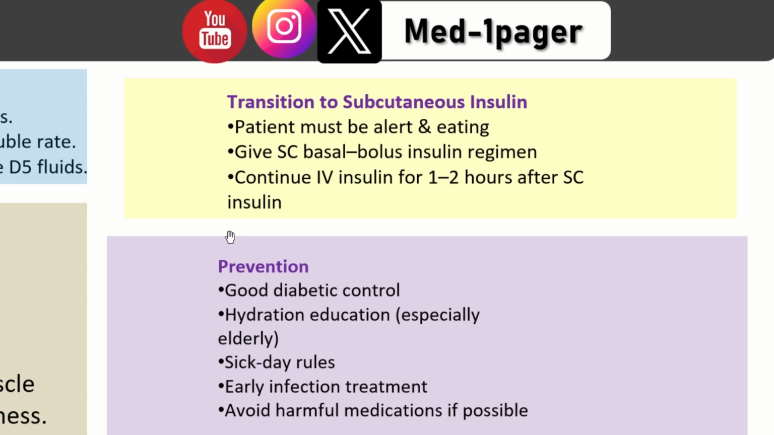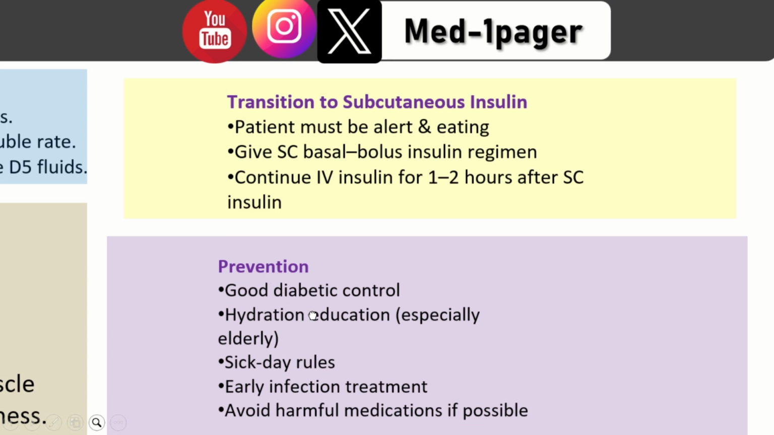They should be able to eat. And when you give a subcutaneous basal insulin, you want to give it about 1 to 2 hours while continuing the IV insulin. We saw that also in DKA, because sometimes the subcutaneous insulin takes a bit of time to kick in. So you want to create that overlap, so that by the time it begins working, the patient has not decompensated back.